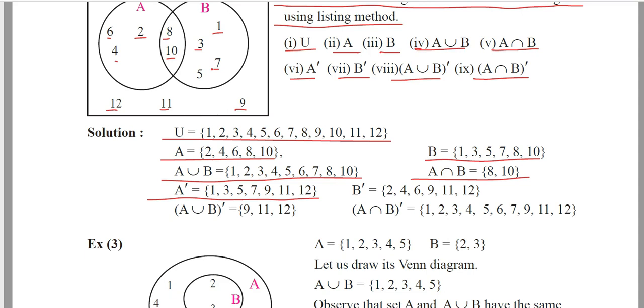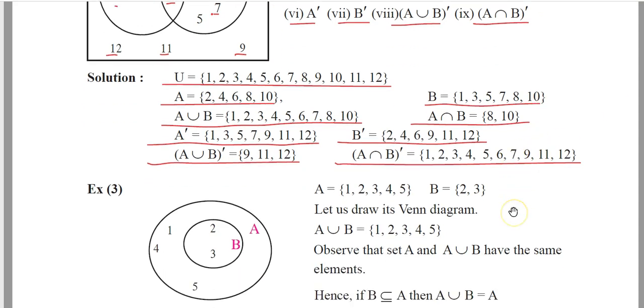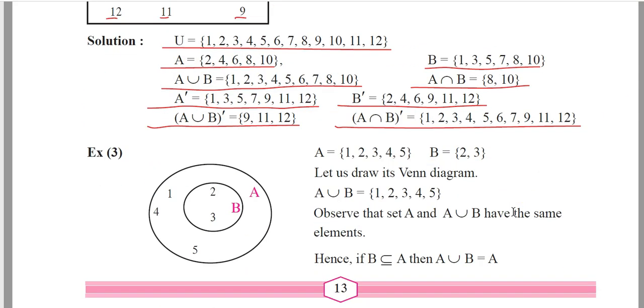A complement. A complement, the numbers which are not in A but they are in U. A complement. B complement है देखील find out केलाय. B complements are those elements which are in U but not in B. A intersection B complement. That's a complement. A union B is a complement. 9, 11, 12. A intersection B complement.